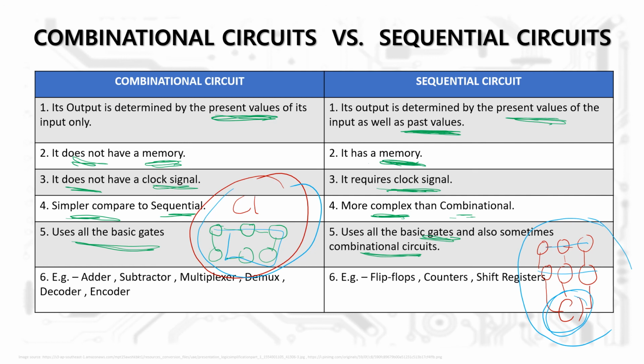So this is the fifth point, and the sixth point gives some examples: adder, subtractor, multiplexer, DMX, decoder, encoder. And the sequential circuit examples are flip-flop, counter, shift registers. In this lecture series we will see the multiplexer, demultiplexer, decoder, encoder, and flip-flops. We will learn in detail. So this is about the difference between the combinational circuits and the sequential circuits.